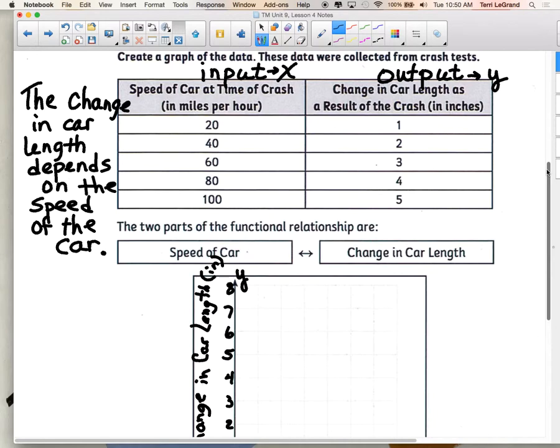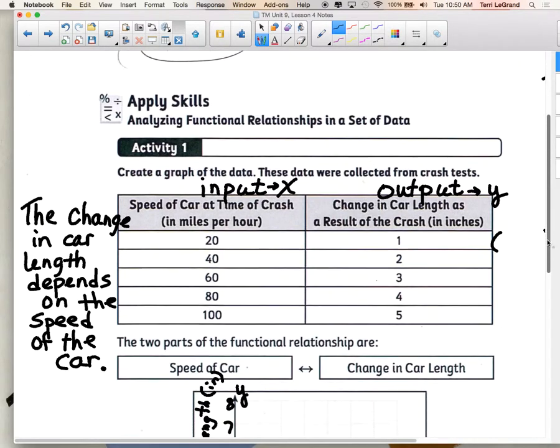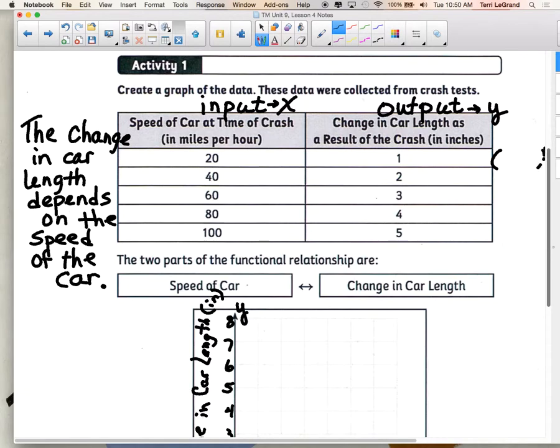What does a speed of 20 and a change in car length of 1 mean as far as the graph? What point would that be on a graph? What ordered pair would we be able to write over here that we would be able to plot on the graph? What comes first in the ordered pair, the X or the Y? The X does. So what should be first? The 20 should be first. And it should be followed by 1, because the Y value is 1.